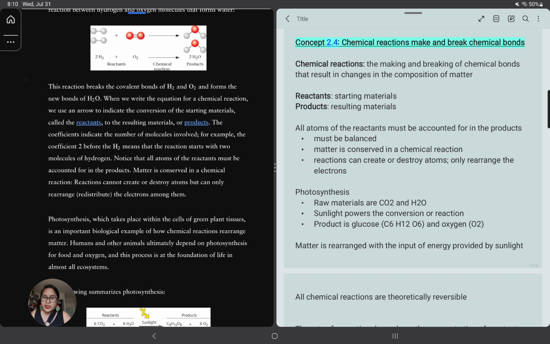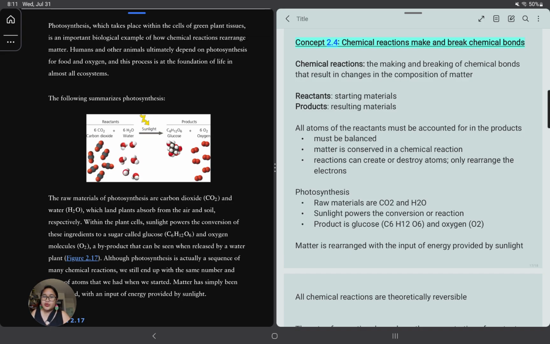Notice that all atoms of the reactants must be accounted for in the products. Matter is conserved in a chemical reaction. Reactions cannot create or destroy atoms, but only rearrange, redistribute the electrons among them.